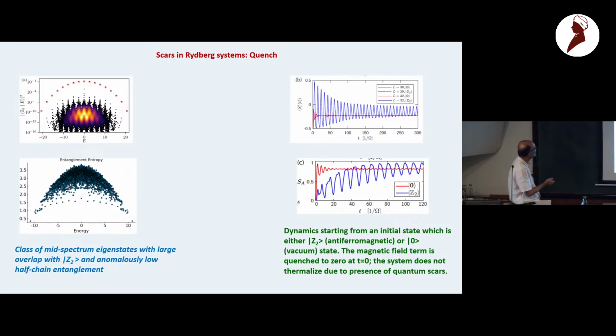So once you start your dynamics in a state which has a large overlap with one of these states, which is the case with this antiferromagnetic state, the dynamics sort of progresses in this subspace rather than proliferating in the whole Hilbert space. And that's what gives rise to these oscillations. And you see that these oscillations occur only when you start from the initial Z2 state, which is this blue curve. If you start from the initial vacuum state, which is all no Rydberg excitation anywhere, that's another possible state where you can start in.